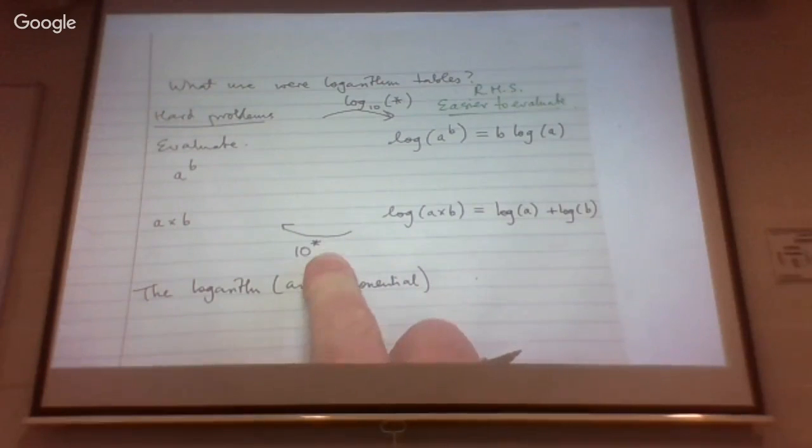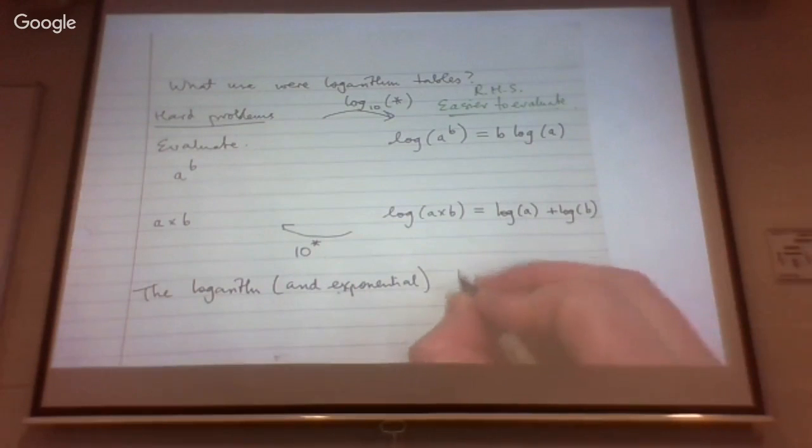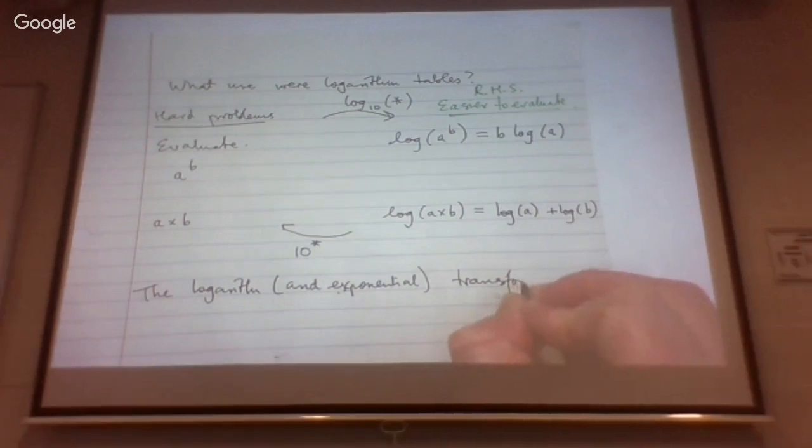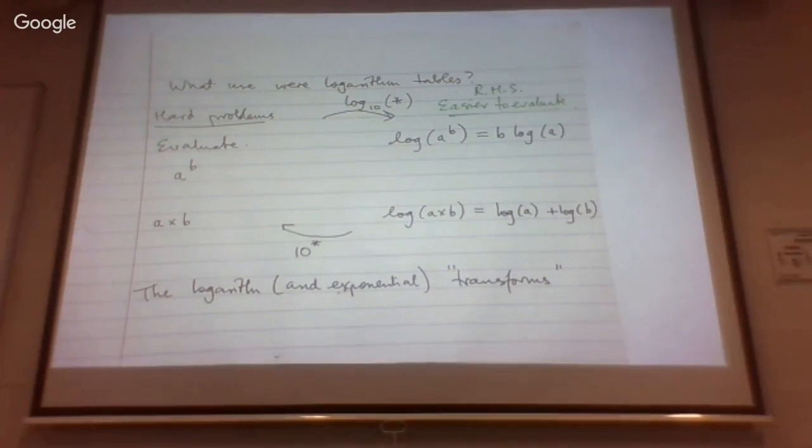Remember, these values were tabulations. So to work out 10 to the power of something, you could make use of the table to do that. That wasn't a hand calculation you had to do necessarily. So the logarithm and exponential functions, or let's call them transforms, they're not transforms in the technical sense of what a transform is, but let's just speak of them like that for the moment.